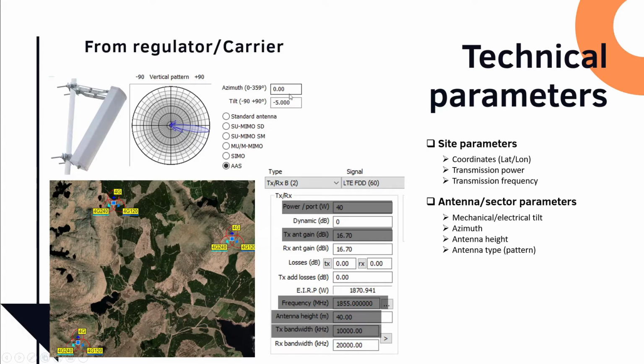Where is it pointing to? The sector azimuth, the tilting. If there's any mechanical tilt or electrical tilt embedded, we could also capture this information. We need to capture transmission power, antenna gain, transmission frequency, the antenna height, and bandwidth. And we are importing them from a technical database, and then we could model this in a planning tool. Okay, so some of the information you need are site coordinates, transmission power, frequency, and tilting, antenna height, and so on.